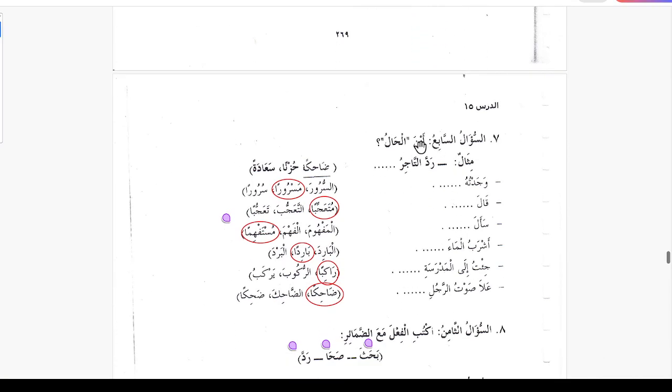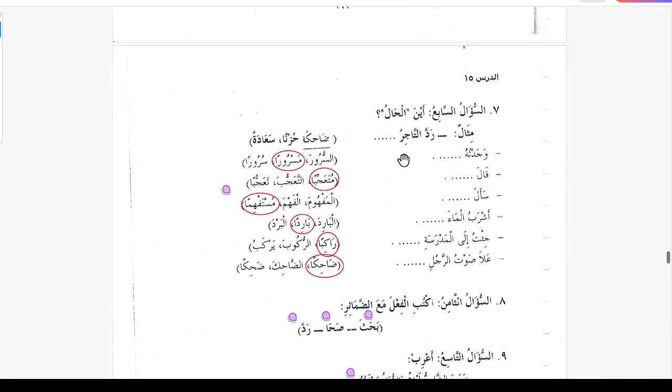Question number 7. Aina al-hal, where is the hal? So we are given different choices. We have to pick the correct one. The example is radda tajiru. The merchant responded. So the correct answer is zahikan, laughingly.